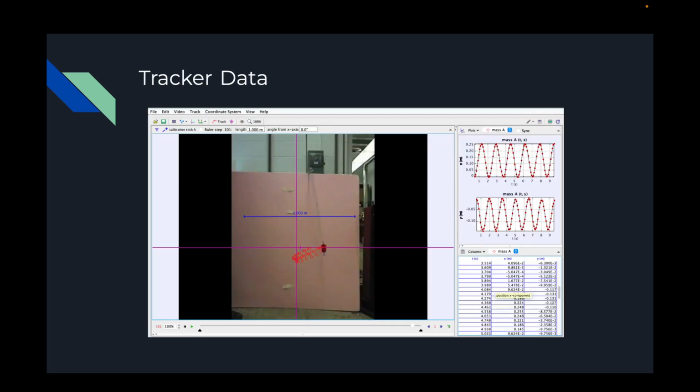So here's my tracker data. You can see each point is where the spring was at each frame, so this is kind of the path of oscillation. And then here you can see the oscillation in the x direction, the oscillation in the y direction, and then the coordinates at each time interval.